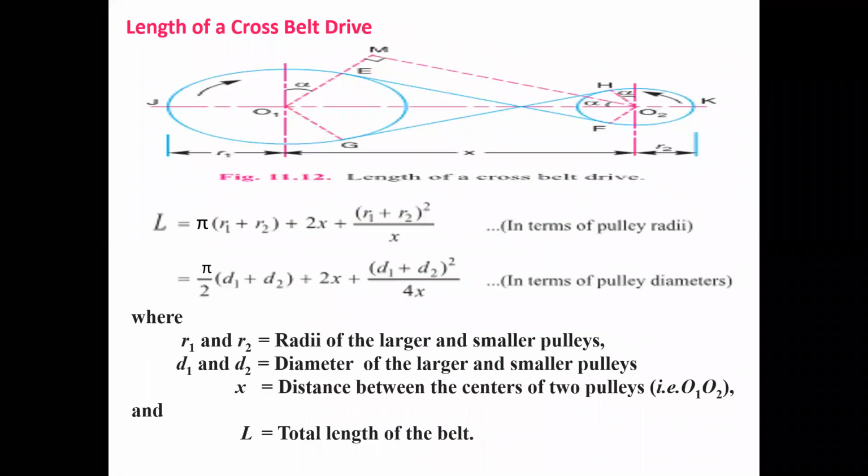Now going to see the next belt drive: length of the cross belt drive. In this, how do we arrange our belt drive? All of you observe that. The belt drive will be arranged in the cross type. Just observe that, and now again we will find out the length of the cross belt drive.